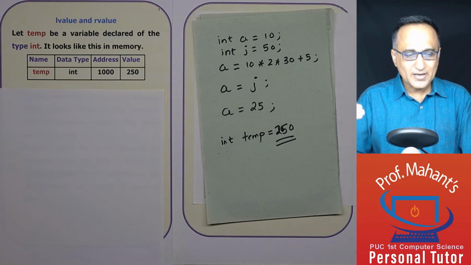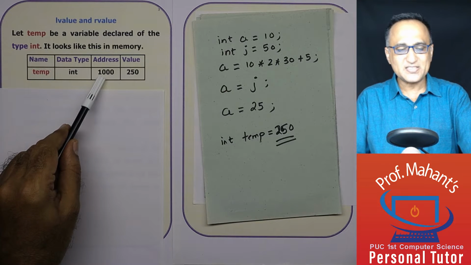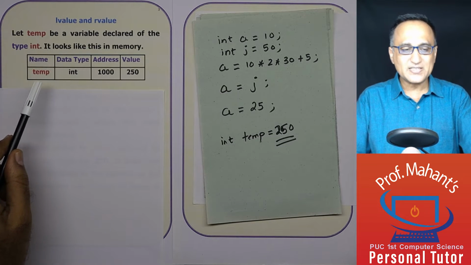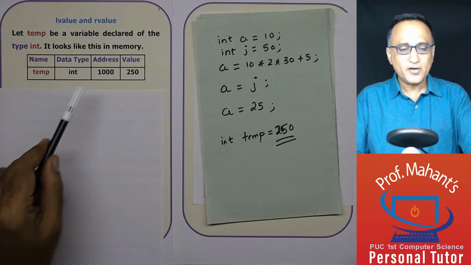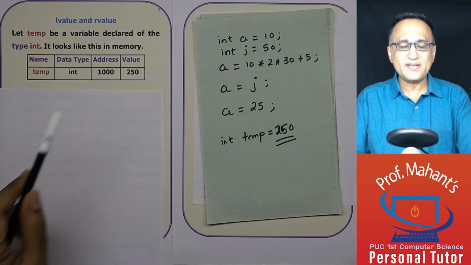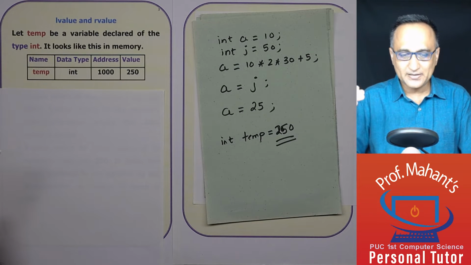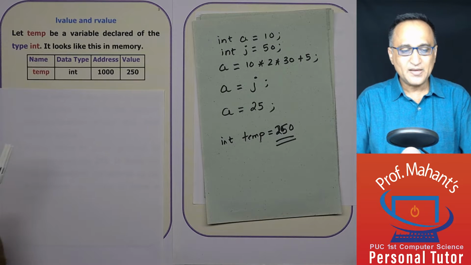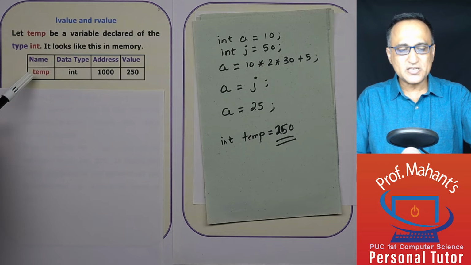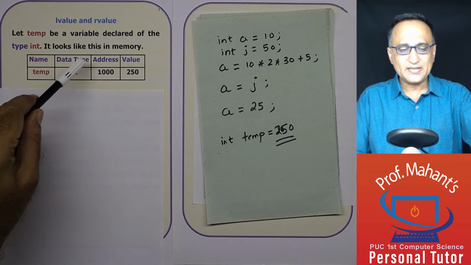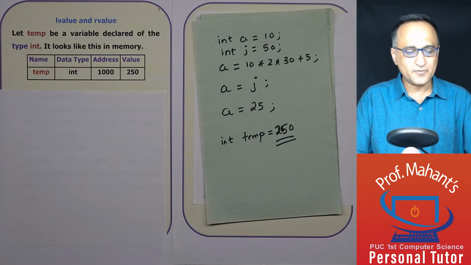So by this, what we really understand is I have a memory location whose address is 1000. The user has given the name temp so that I am able to identify that memory location. Don't think temp will always get the address 1000. The compiler will assign any memory which is available at that particular point of time. And I give it the initial value 250. So name is temp, data type is int, resides at address 1000 and its value is 250.